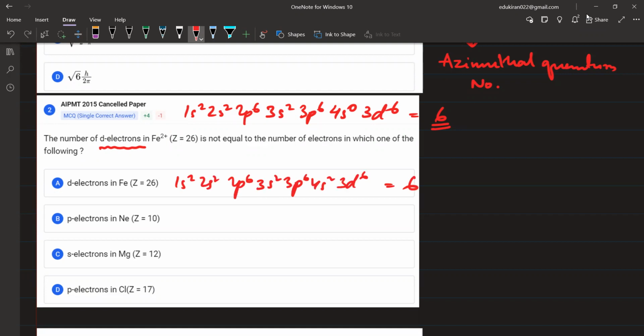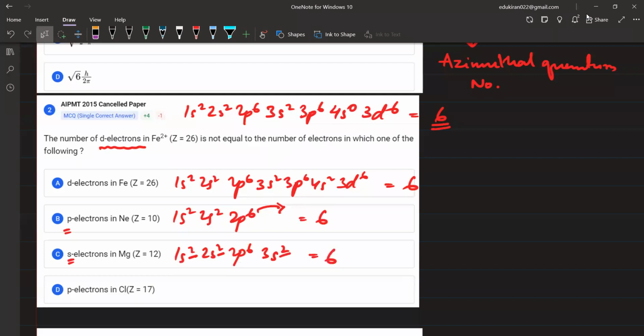Next देखते हैं neon में. p electrons in neon, 1s2, 2s2, 2p6. ठीक है? तो यहाँ पे number of p electrons भी कितने आ गए? 6 आ गए, right? S electrons in magnesium. So you will have 1s2, 2s2, 2p6, 3s2. So number of s electrons is equal to 2 plus 2 plus 2. That is also going to give you 6.